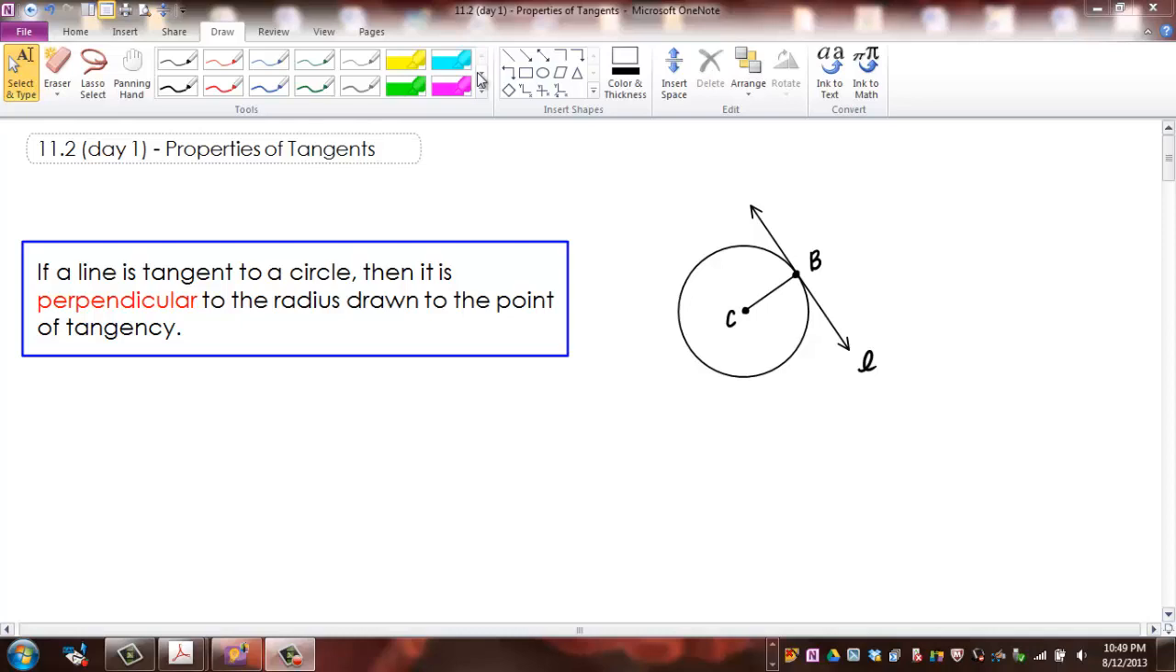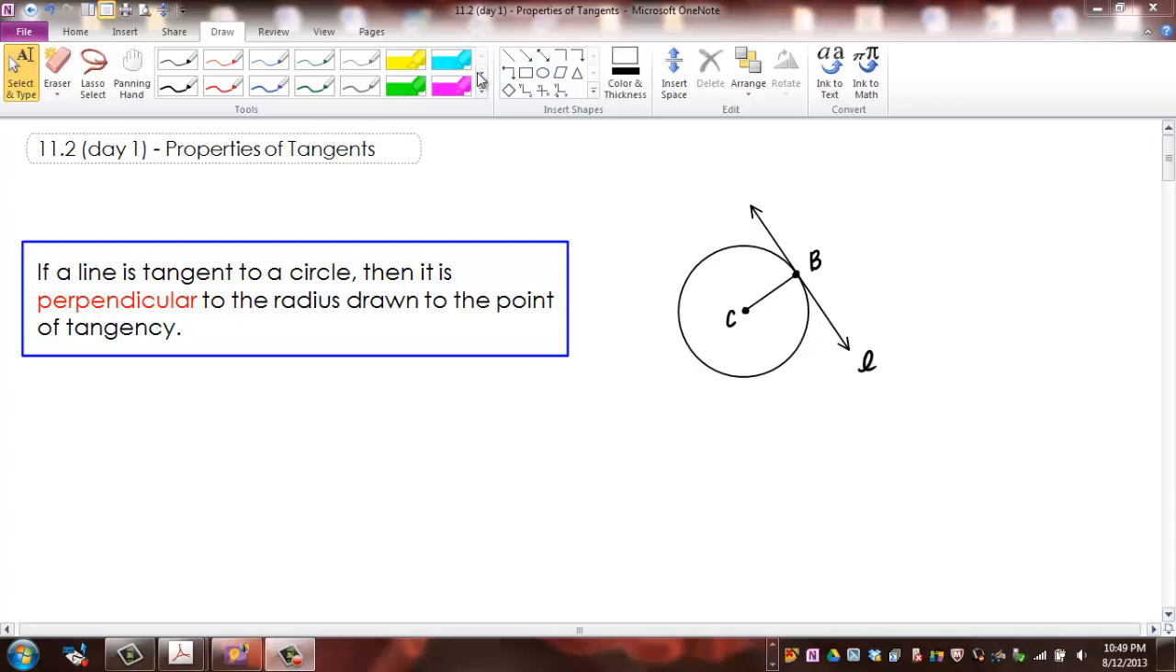This is the video for section 11.2, day 1, Properties of Tangents. Please follow along with your video worksheet. The first section has all of the terms, definitions, and diagrams that I will be using, and the second section has all of the example problems that I will be showing you. Please fill in your worksheet as you watch the video.